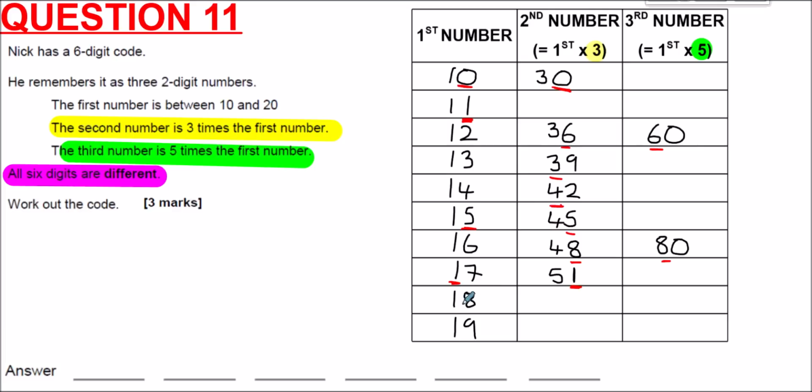So 18. If the first number was 18, 18 multiplied by 3 would give us 54. And the third number would be 18 multiplied by 5, which would be 90. Now if you have a look at this code here, do any digits repeat? The answer is they don't. All these digits here on this row are different. 18549 has no repeated digits, and it follows the rule that the second number is 3 times the first one and that the third number is 5 times the first.